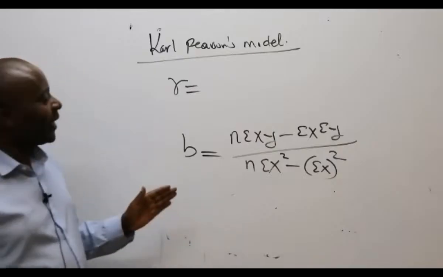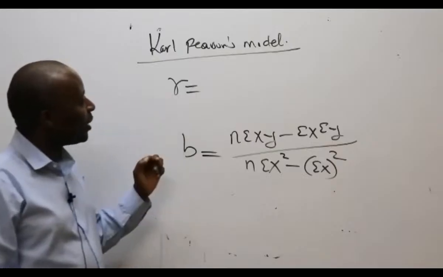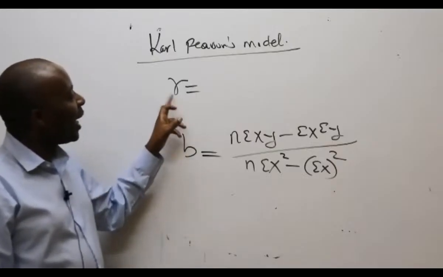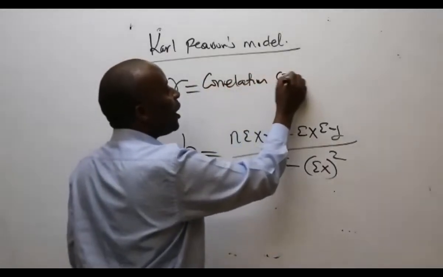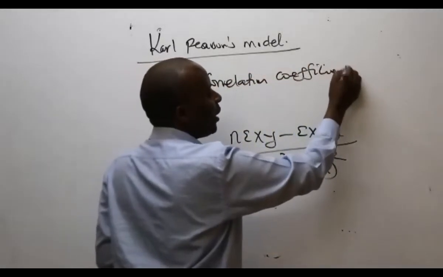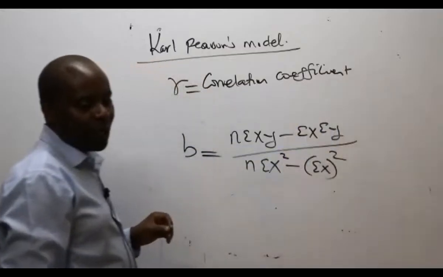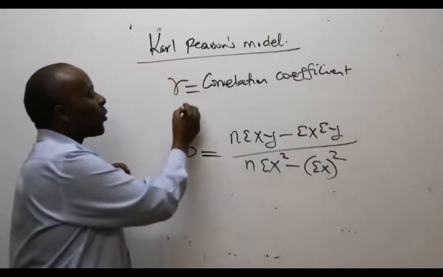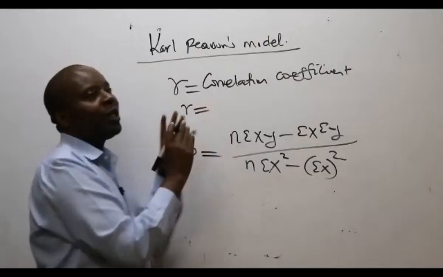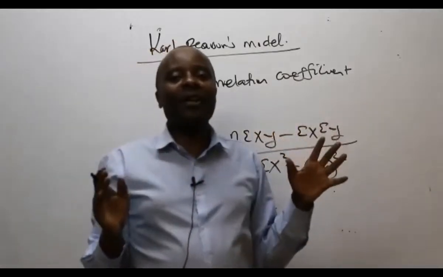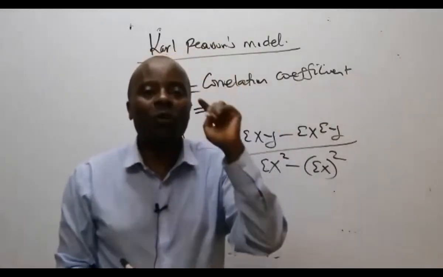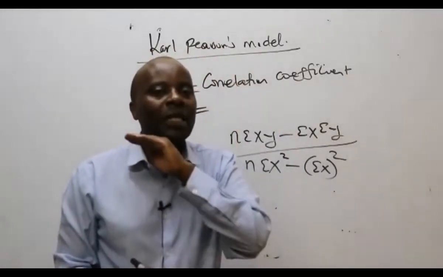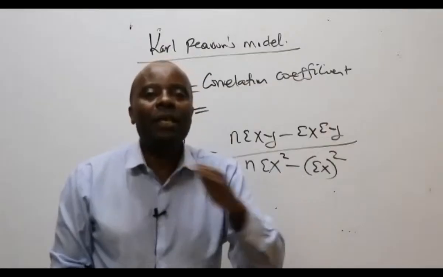Now, ladies and gentlemen, listen to me very well. Now come and get R. R stands for what we call the correlation coefficient. So when you tell me to give you the correlation coefficient, I may forget about so many things, but there is one thing that I will never forget: the numerator of R and the numerator of B are the same.